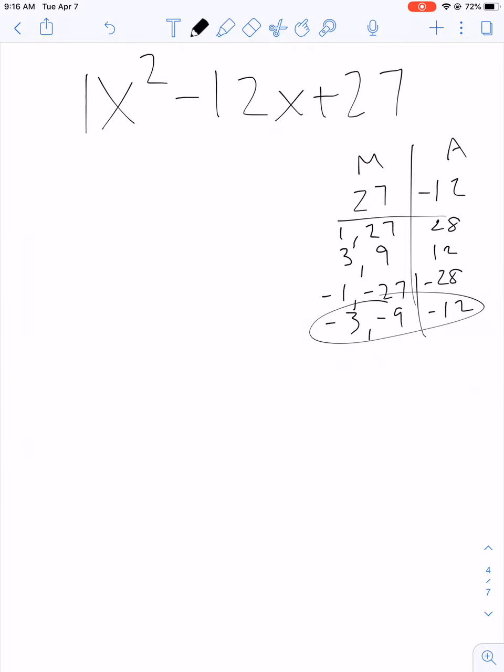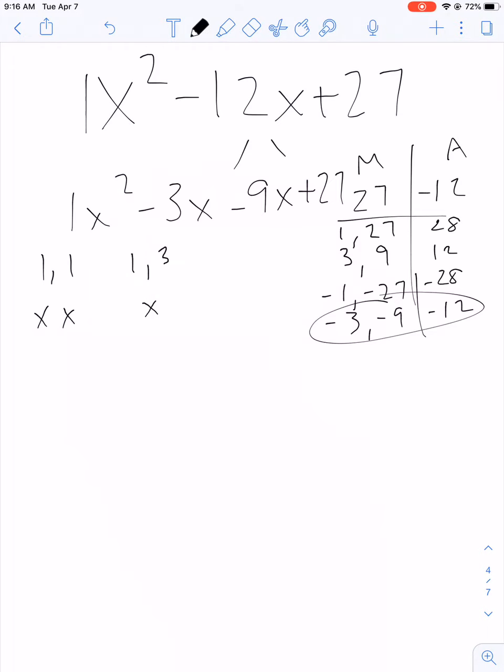Now I'm just going to speed this up a little bit, just so this video doesn't take all day to make. So here we go. 1x to the second minus 3x minus 9x plus 27. 1 is 1 times 1, x times x, 1 times 3, and x. So I've got 1x.